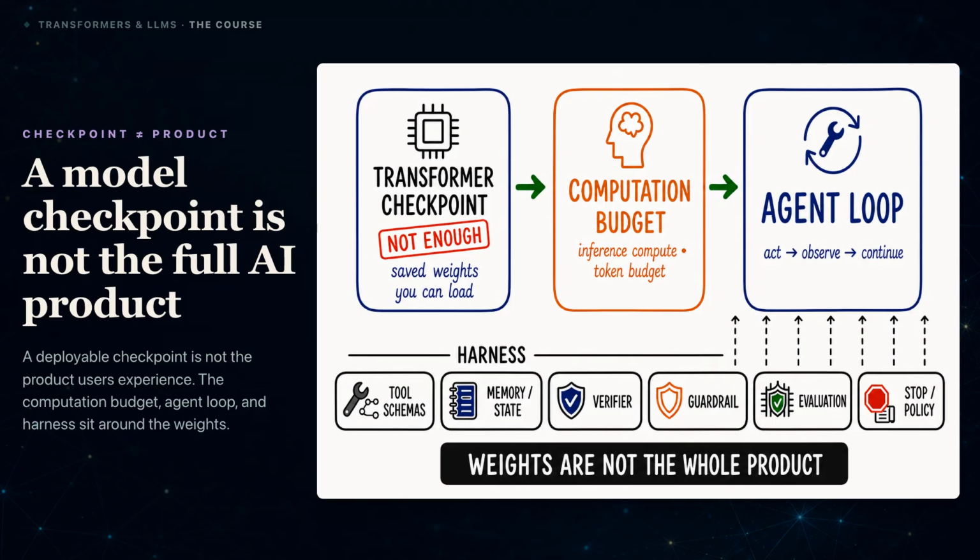Under that loop, a harness holds tool definitions, memory and state, checks, safety rules, evaluation, and the stop policy. Products such as GPT-5 and Claude make this difference easy to see, but the same idea applies to open-weight models. One checkpoint can support different ways of answering, so the surrounding system determines how its ability is used.